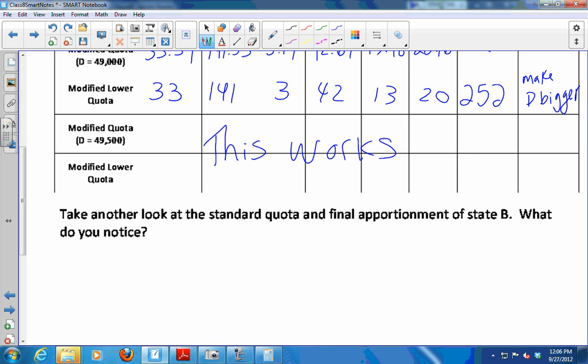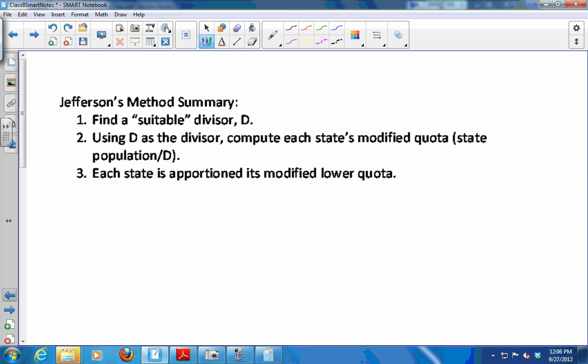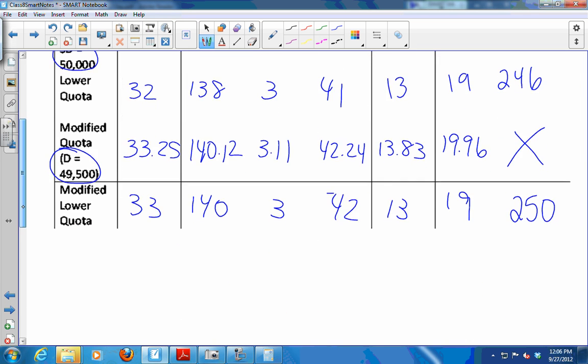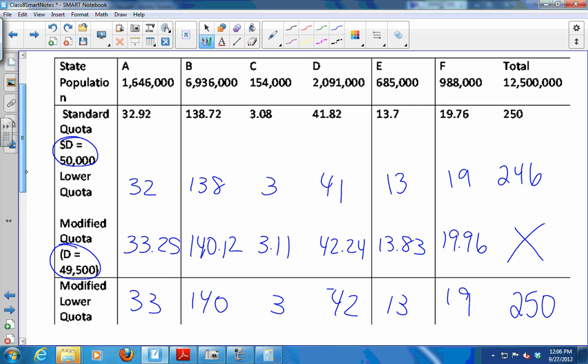So under this method, which we have already done back here, take a look at state B. Look at its standard quota. That's the exact number of seats that it deserves. That's the fairest thing. If we could give a part of a seat, that's how much B should get, right? That's its exact fair share. Let's look at how many it got. Anybody see a problem?